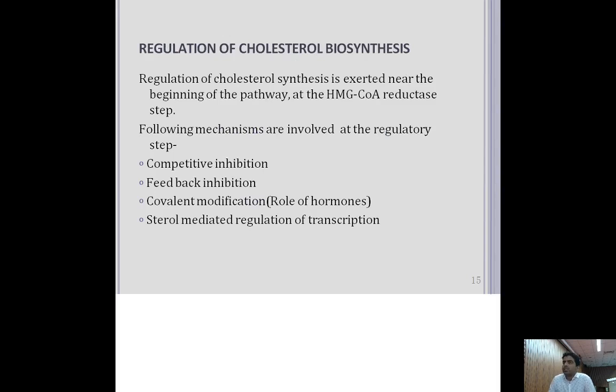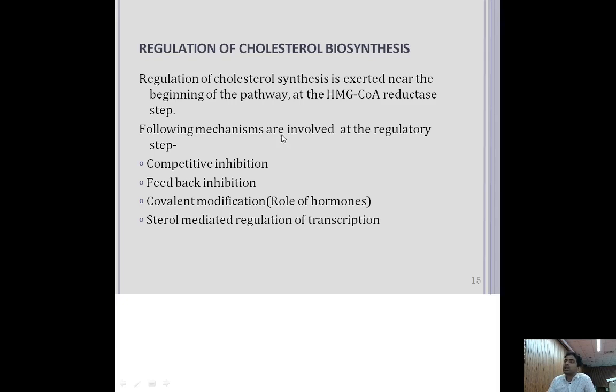Now regulation. I told you the committed step is the formation of mevalonate from HMG coenzyme A. The enzyme required for conversion of HMG coenzyme A to mevalonate is HMG coenzyme A reductase. So here only the regulation will happen. Now regulation, this is an important question. This might come in your exam. How cholesterol synthesis or level in the body is regulated.